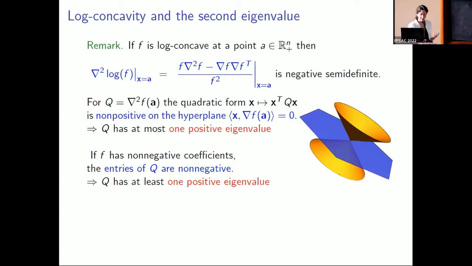And so altogether, this means that the Hessian of f evaluated at some point, the second largest eigenvalue can be at most 0. There's at most one positive one, and all of the rest of them have to be less than or equal to 0.